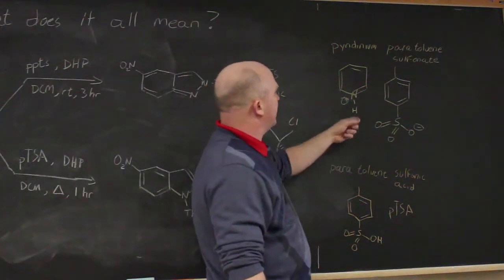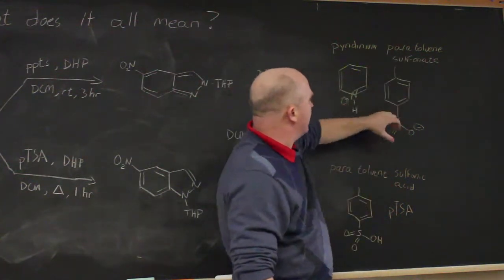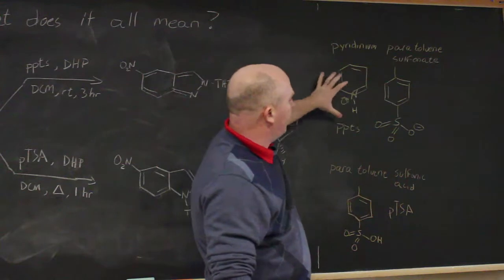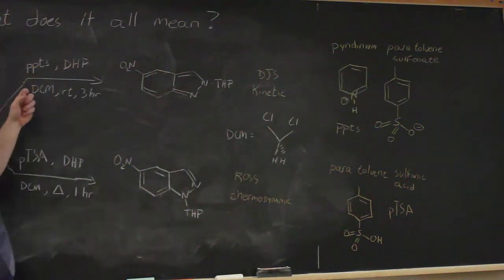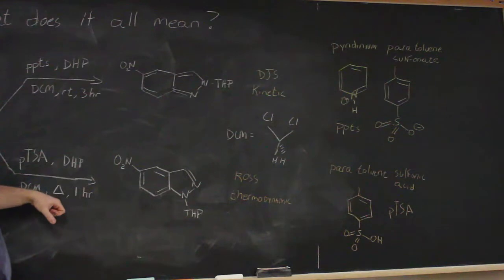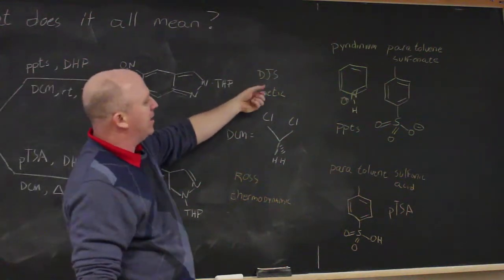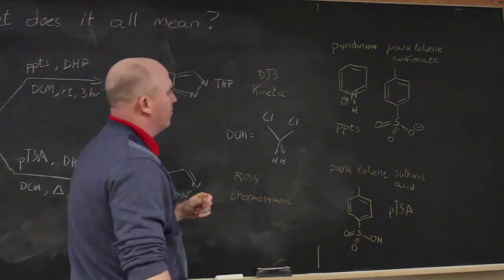Meanwhile, PPTS stands for pyridinium para-toluene sulfonate. You have the same acid, but then you add in a base to buffer it. So this is a buffered system, a much milder acid. So much weaker acid that I used versus Ross. Room temperature instead of reflux, as hot as it'll go. And that's the difference. Mine are the kinetic products. Mine are the things that form quickly. His are the ones that are more stable overall.